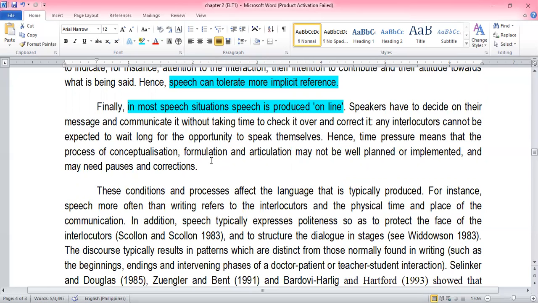Now finally, in most speech situations, speech is produced online. Ano bang ibig sabihin nito? Speakers have to decide on their message and communicate it without taking time to check it over and correct it. So any interlocutors cannot be expected to wait for long for the opportunity to speak themselves. Hence, time pressure means that the process of conceptualization, formulation, articulation may not be well planned or implemented and may need pauses and corrections.